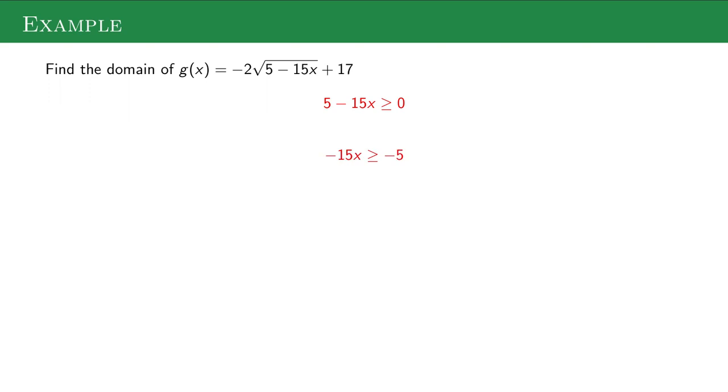I'm going to subtract 5 from both sides. Divide by -15. Again, since I'm dividing by a negative, it's going to flip this the other direction. And then simplify a bit. This is 1/3. All right, so now I have a less than or equal to. Again, if this was a logarithm problem, the only difference is that the equal sign would not be here. But since it's a square root problem, it is.